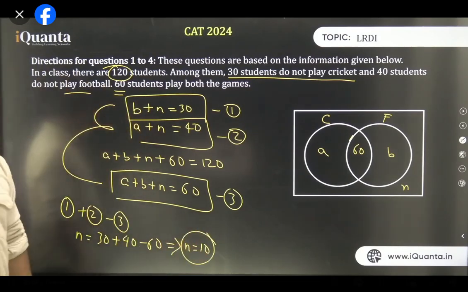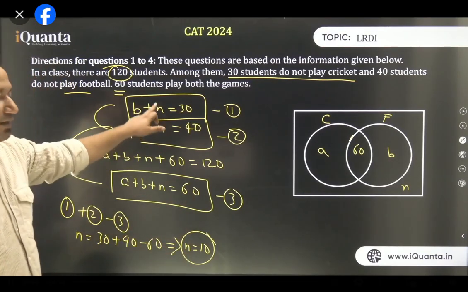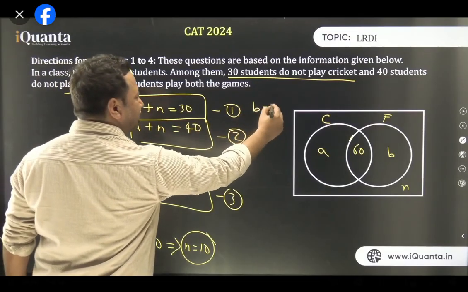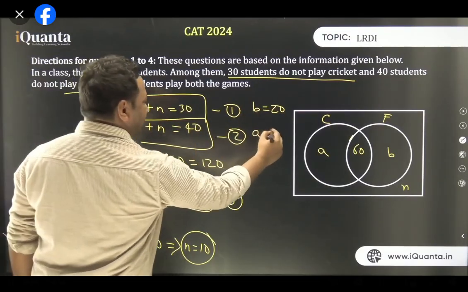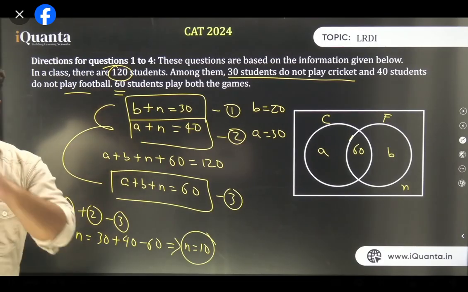Is that clear, everyone? The moment we got n is 10, we can put the value of n in equation 1 and 2 and get the corresponding value for B and A. So if n is 10 here, B becomes 20, and if n is 10 here, A becomes 30. All right, so A is 30, B is 20, n is 10, 60 is already given.